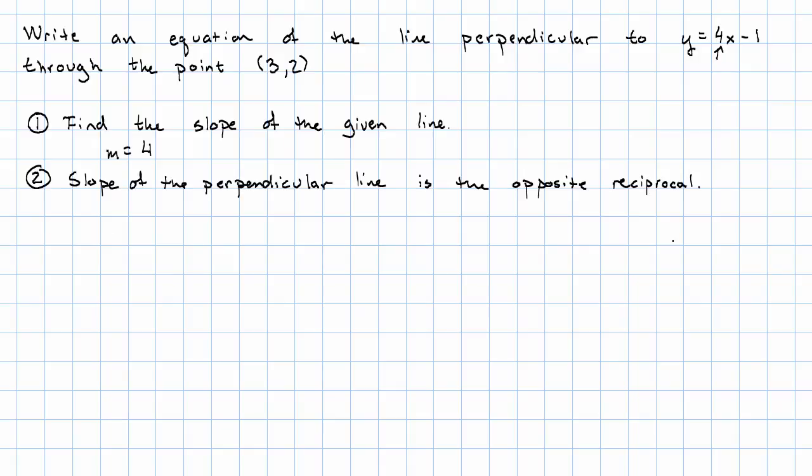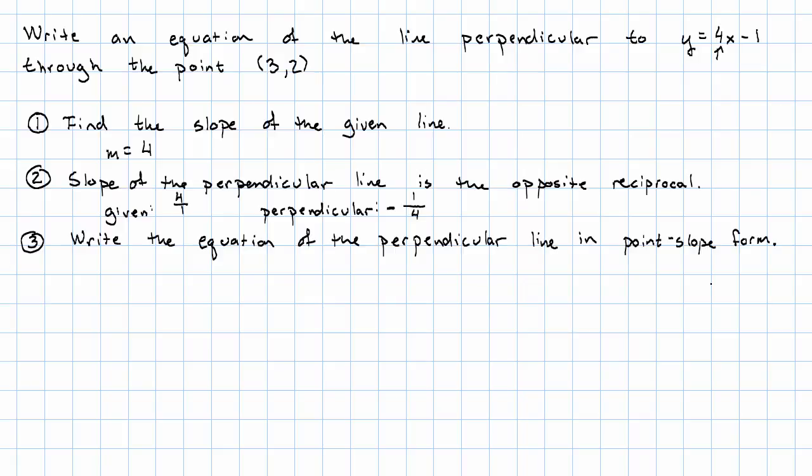Now, the slope of the perpendicular line is the opposite reciprocal of the given slope. So, the given slope is 4, which is the same as 4 over 1. The given slope is positive, so the perpendicular slope will be negative. The given slope is 4 over 1, so the perpendicular slope will be 1 over 4. The slope of the perpendicular line, then, will be negative 1/4.